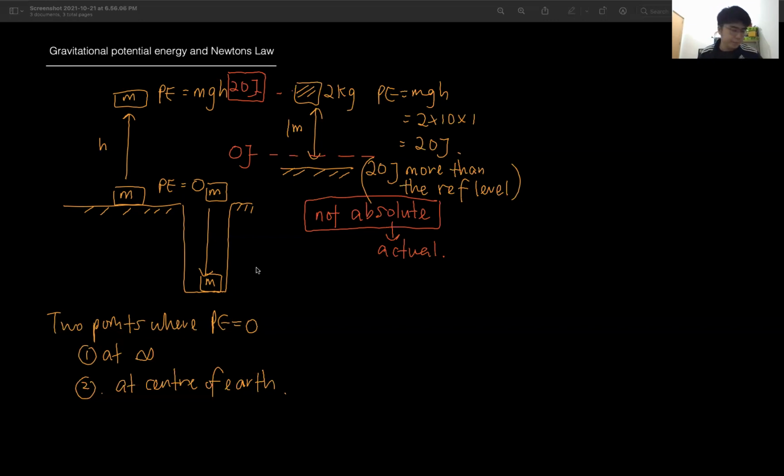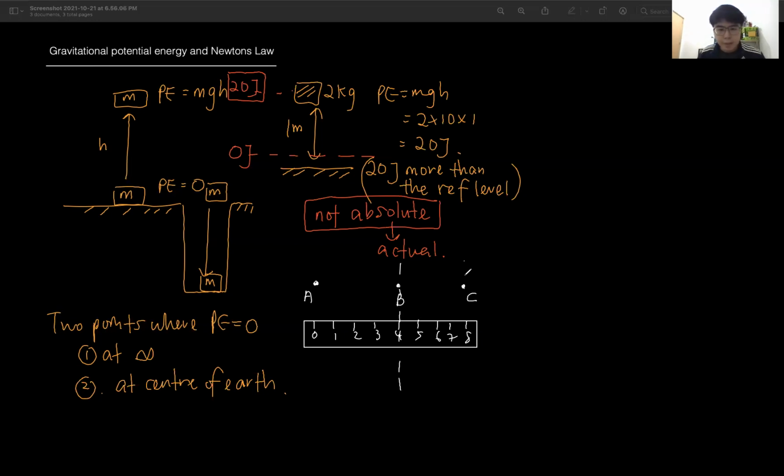Now, think of it like we got 3 points. We got point A, and then we got point B, we got point C. I put a ruler here. Okay, let me fix my ruler. Okay, over here, at 0, 1, 2, 3, 4, 5, 6, 7, and 8. Okay, I got 3 points that I measure with a ruler like this. Now, where is the actual 0? Let's say I put a ruler here just for you to see the scale.